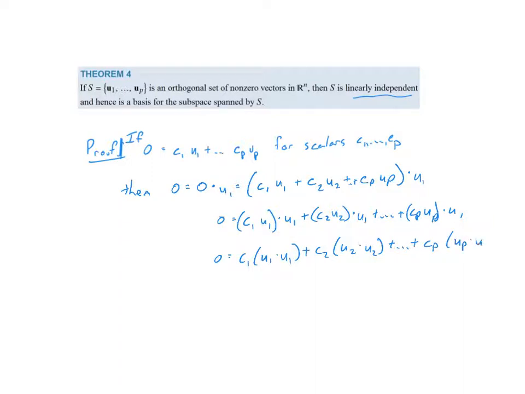P dot U1. There we go. And I just noticed an error. That should be a U1 vector right there. I'm distributing the U1 into the parentheses. Okay, now here we get to the cool part.